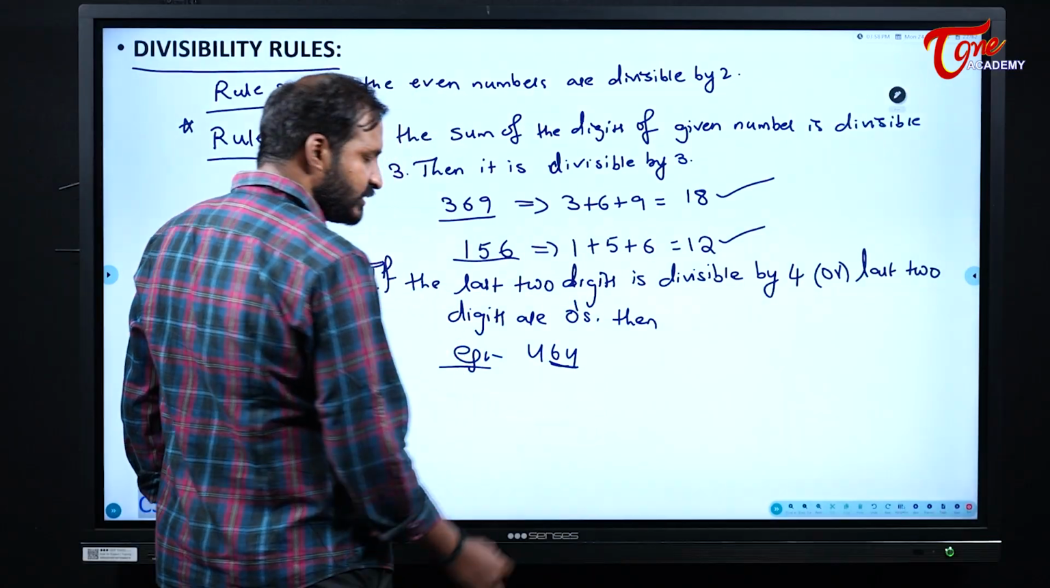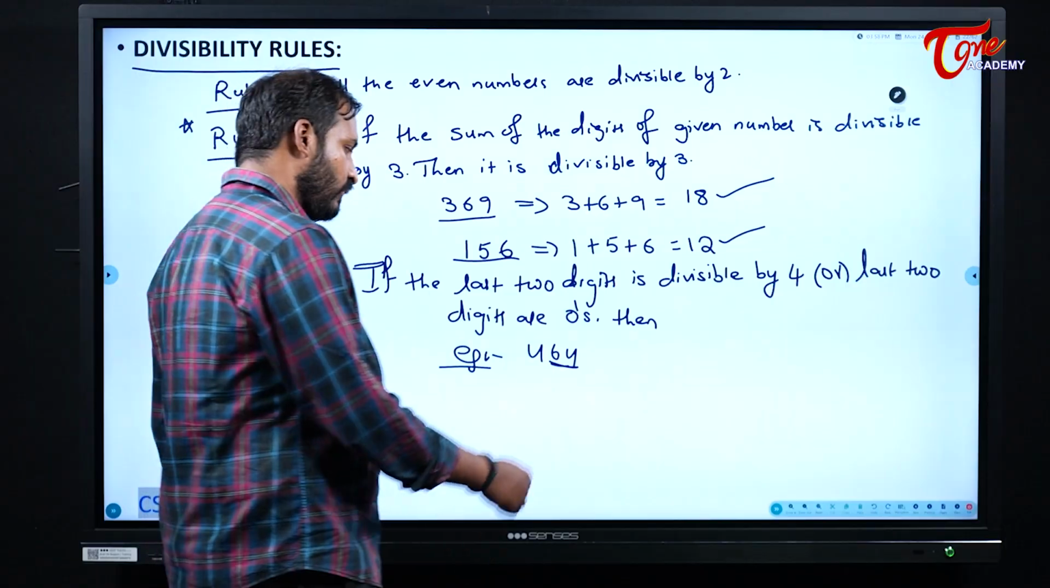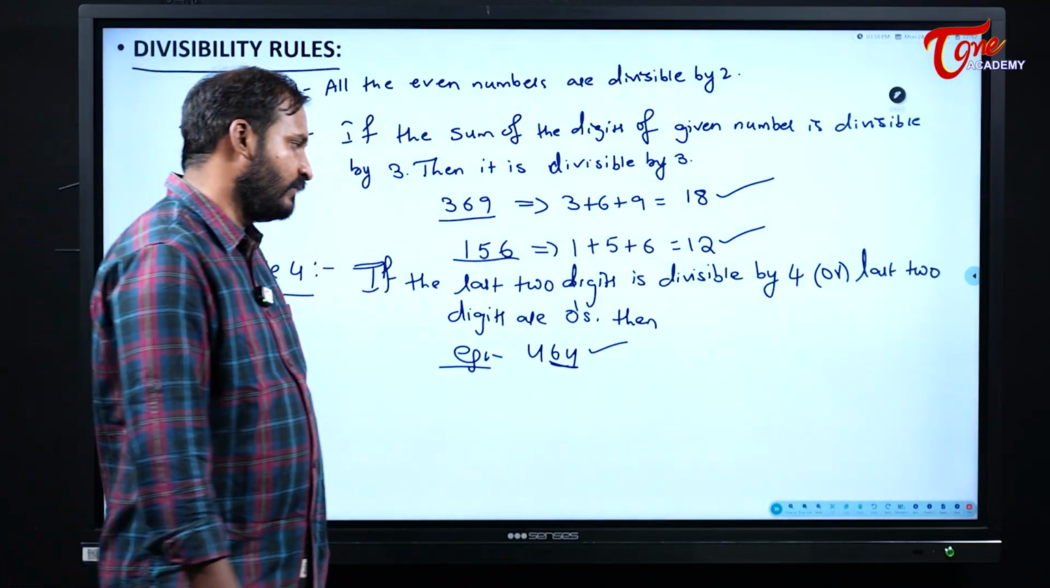I will only look at the last two digits. Is 64 divisible by 4? Yes, 64 is divisible by 4. Then 464 is divisible by 4.